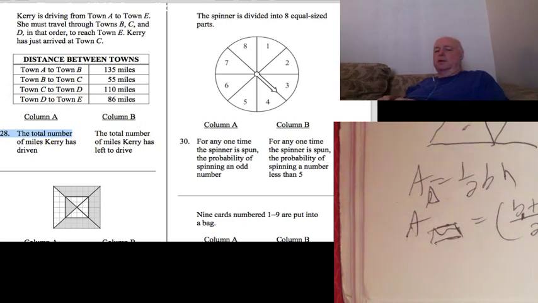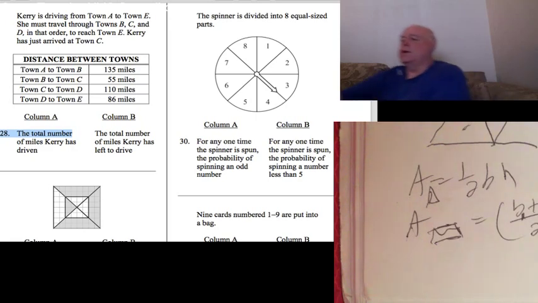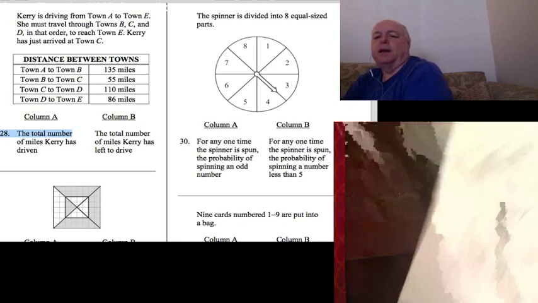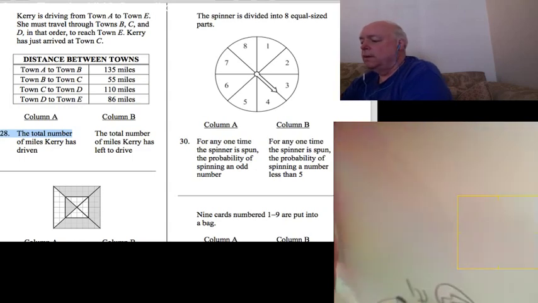So now that we looked at the thing, there's really nothing more to do with the illustration. So let's get back to the words. The spinner is divided into 8 equal-sized parts. That's kind of what we confirmed already from this analysis. So for any one time the spinner is spun, the probability of spinning an odd number. So we have 1, 3, 5, and 7.